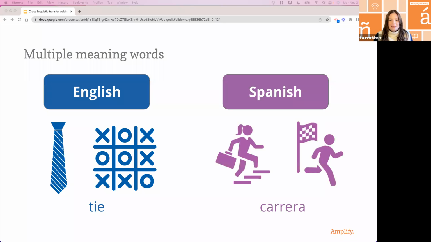Spanish has similar multiple meaning words. One example is carrera. So that's a race or an opportunity. So these are pieces in both English and Spanish where we really do have an opportunity for direct instruction. We can help students to develop vocabulary when we explicitly point out those words with multiple meanings.